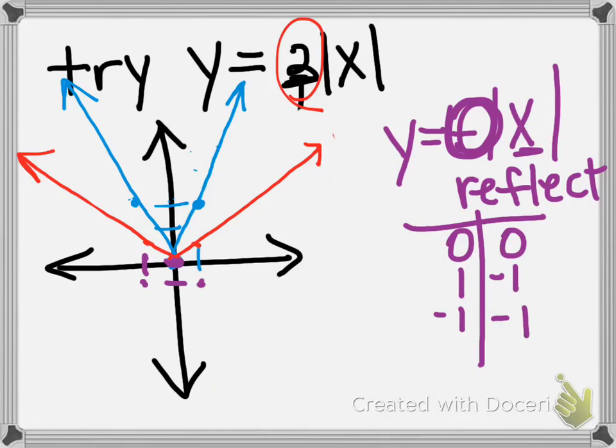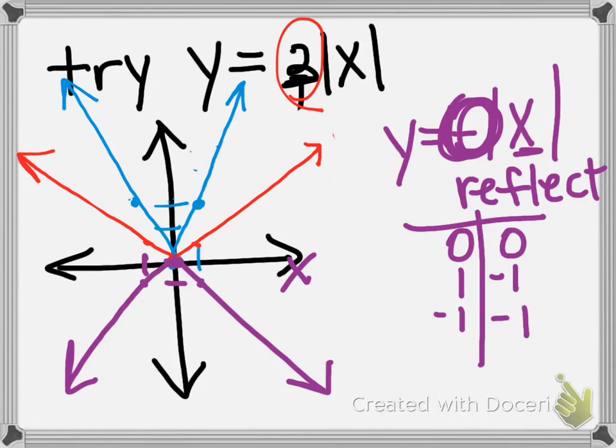Let's try that again. And when I connect my dots, it's going to be the same absolute value picture, but it's going to be reflected across the x-axis. Okay? So we have shifts to the right and left. We have shifts up and down. We have slopes that change this to be fatter or thinner. And we also have negatives, which cause this to be reflected.